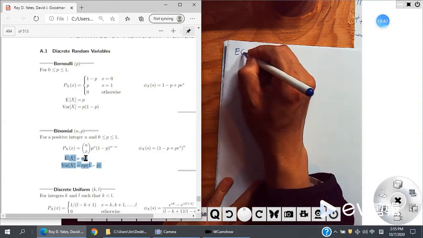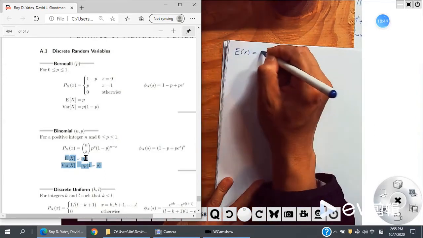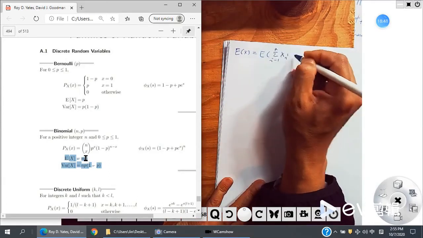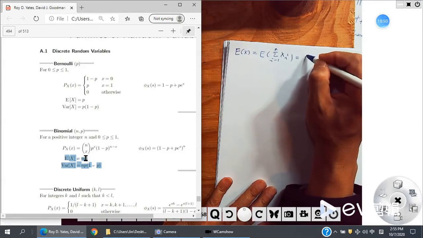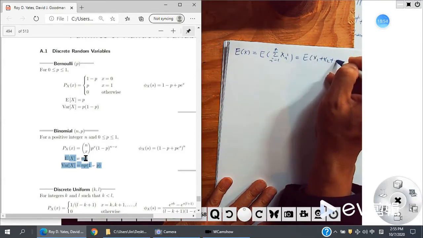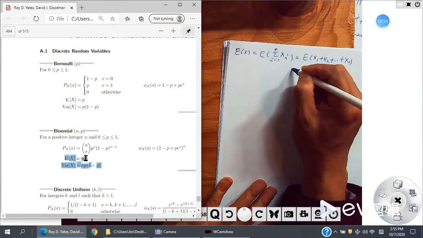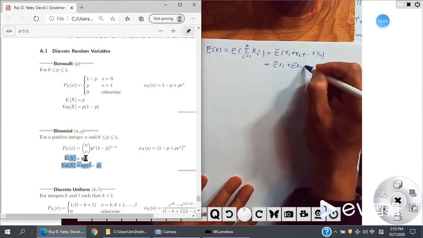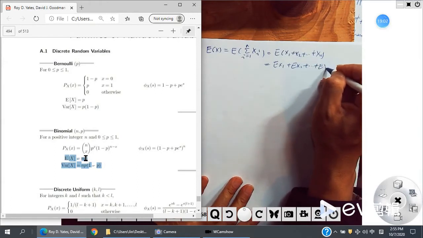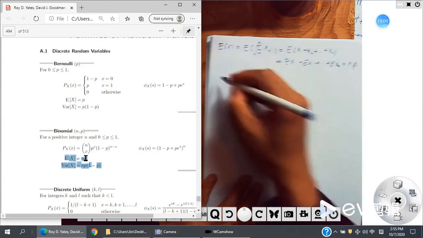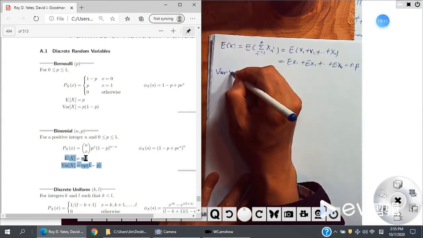E of x, which is E of the summation of xi, i running from 1 to n. I write it this way: x1 plus x2 plus up to xn. So this is E x1 plus E x2 until E xn. So it's np, because each one is p. Each one is a Bernoulli distribution. It is p.